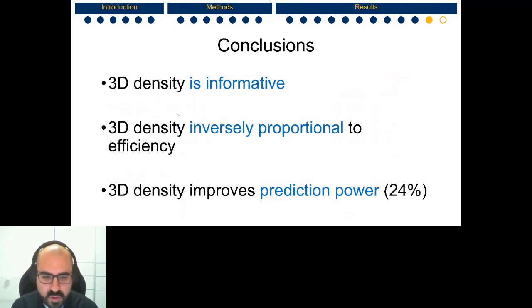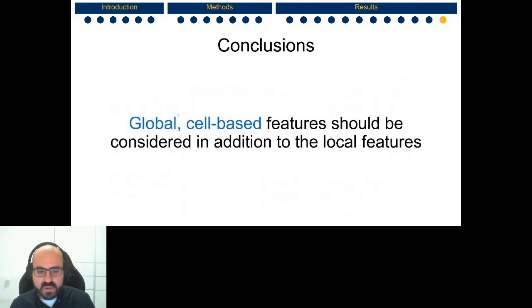And this leads me to a more general conclusion, where global cell-based features should be considered in addition to the local features. As I said in the beginning, the focal point of the current models is the local features, the target site, and this is very important, of course. But as we show here, considering in addition to the target site itself the properties of the cell can help us significantly in improving the prediction of CRISPR efficiency and the usage of CRISPR in general for scientific and medical uses.